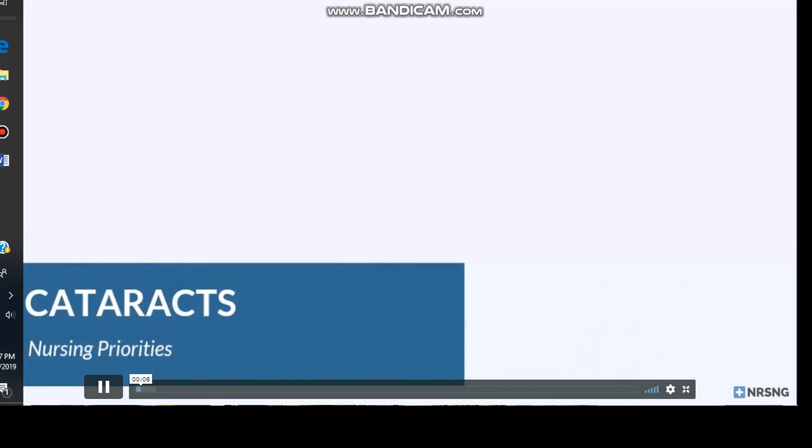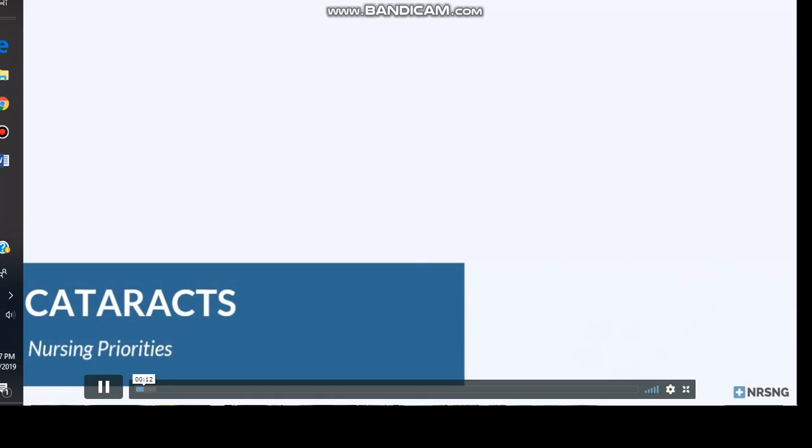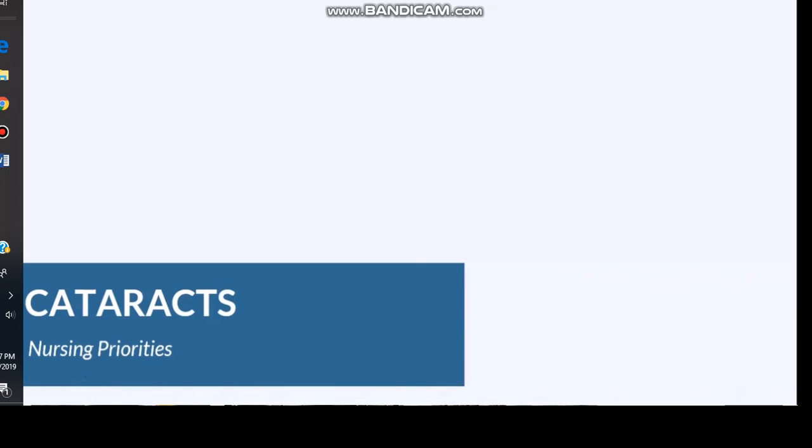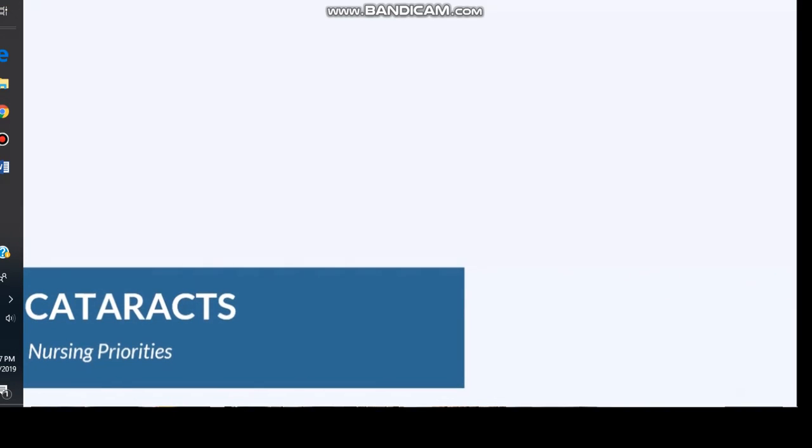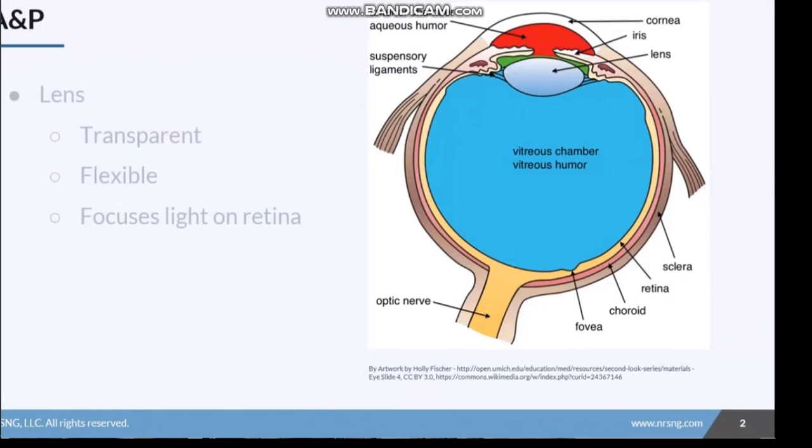Okay, guys, so today we're going to learn all about cataracts. By the end of this lesson, we will understand what cataracts are, how they are formed and treated, and the different nursing considerations when we are caring for these patients.